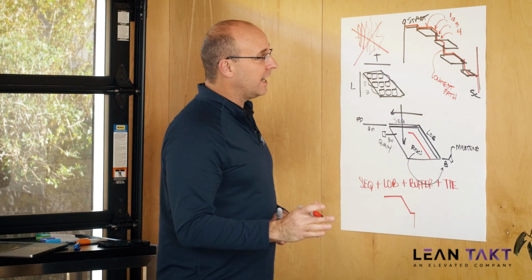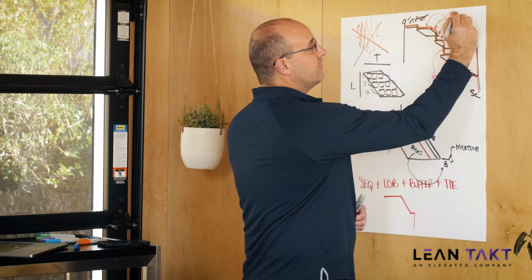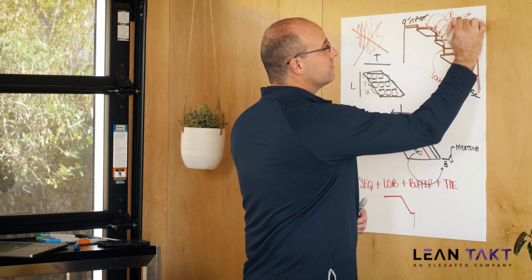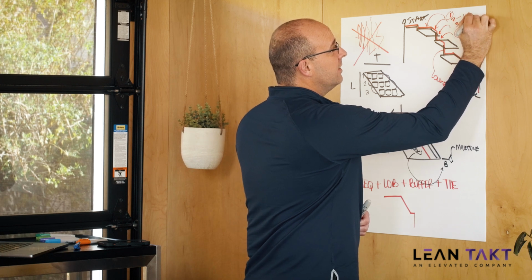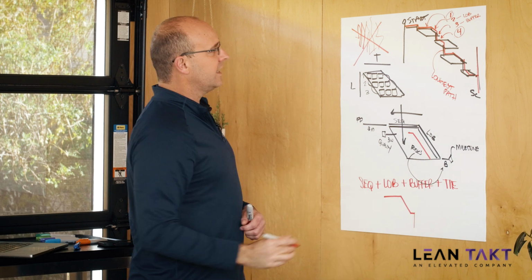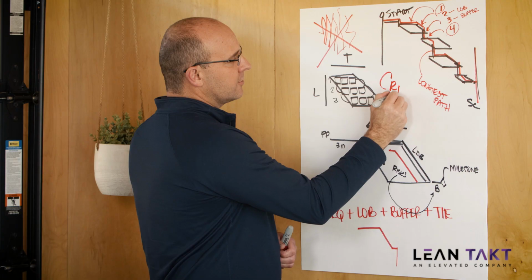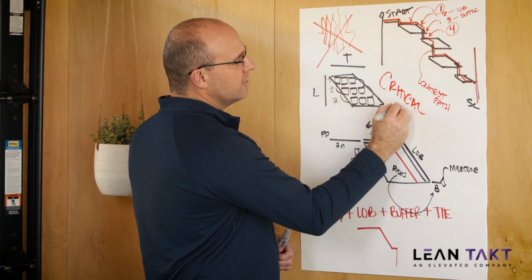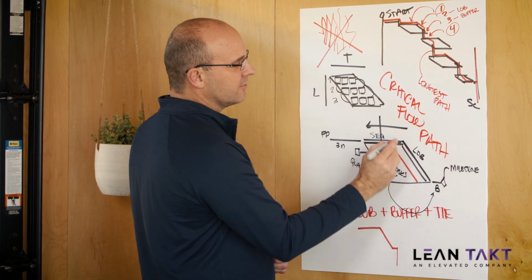A critical path only has the sequence and the tie. But if you're missing the line of balance, oh my gosh, this is a good video. If you're missing the line of balance and you're missing the buffer, you do not have an accurate schedule. You've got to have those other pieces. So always remember critical flow path, or path of critical flow.